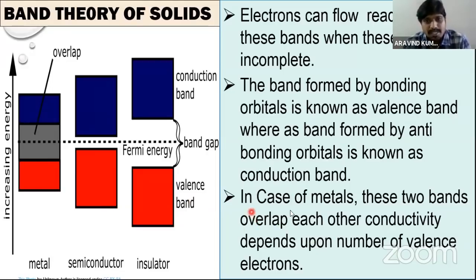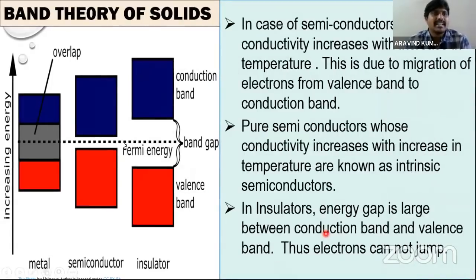Now, let me go through this. In the case of metals, these two bands overlap each other, which depends upon the number of valence electrons. Right. Let me go to this. In the case of semiconductors, the conductivity increases with increase in temperature. Just now I was explaining that, right? This is due to the migration of electrons from valence band to conduction band.